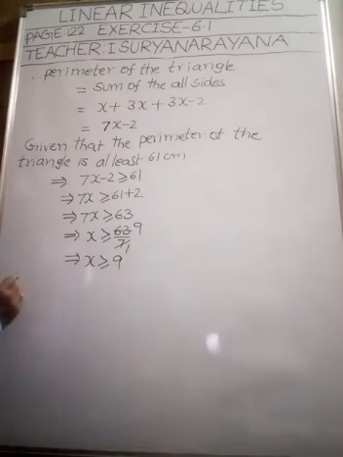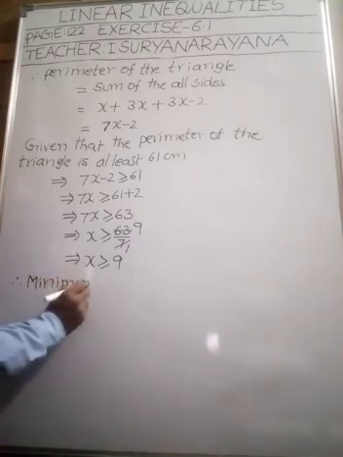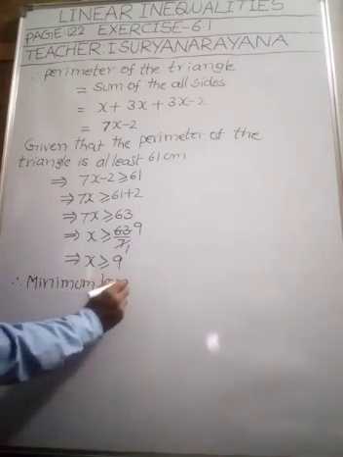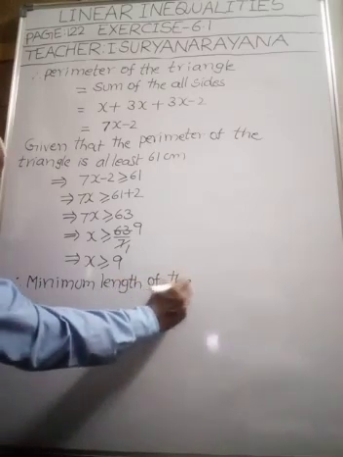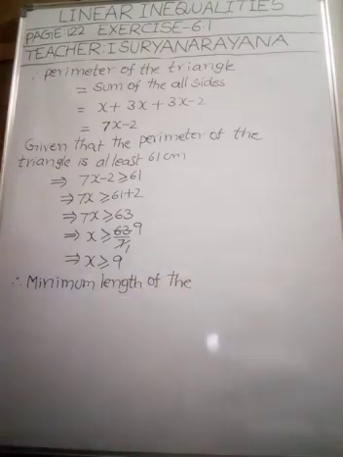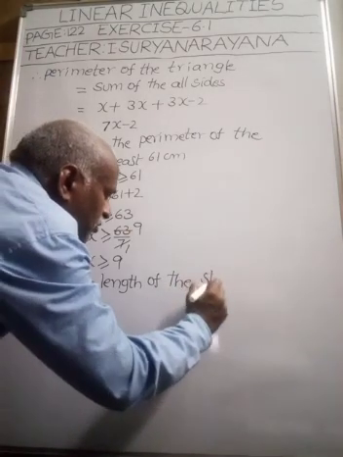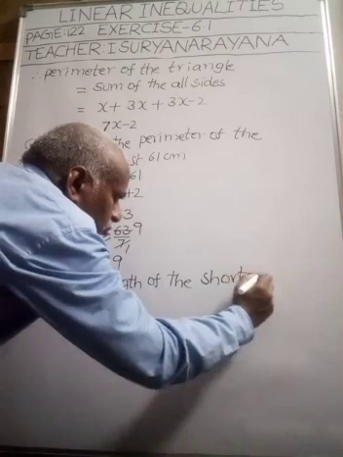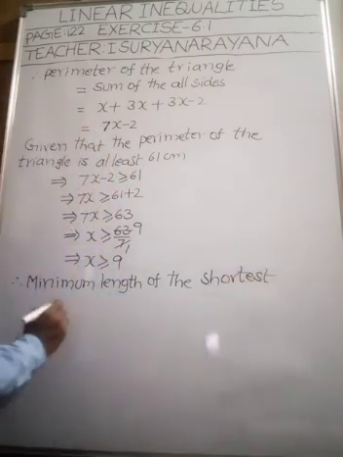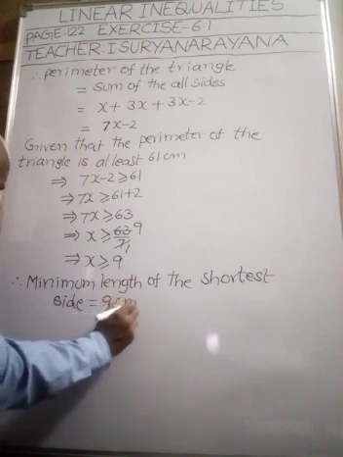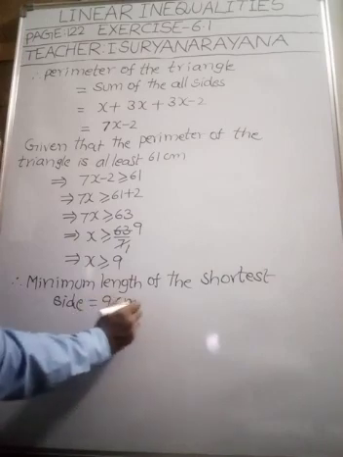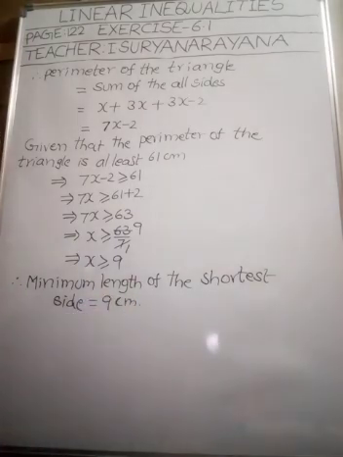Therefore, the minimum length of the shortest side is equal to 9 centimeters. Understood, my dear children?